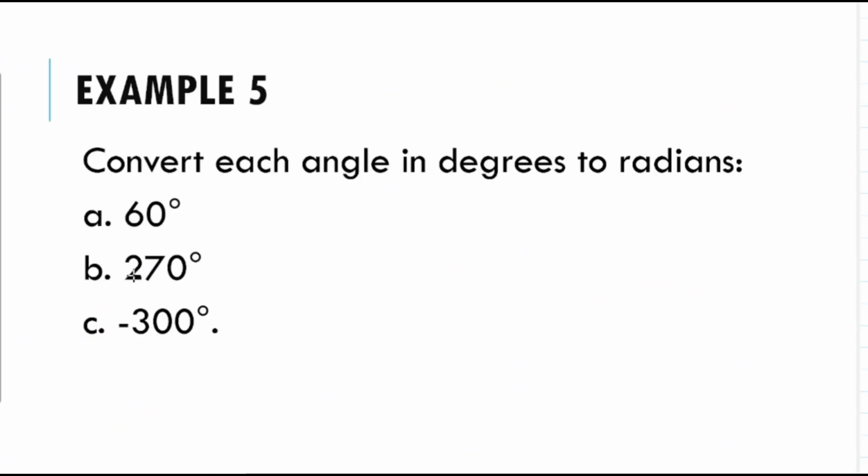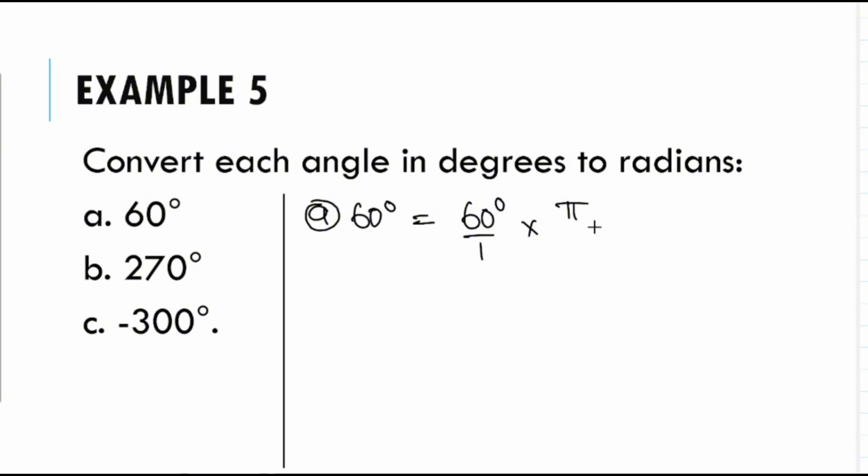So quick one, let's look at this example. Example 5. Convert each angle in degrees to radian. So we have A, 60 degree. So that would be 60 degree over 1 multiplied by pi over 180 degree. So this is here 1 and 60 here 3. So that is pi over 3 radian. Okay, that is the answer.